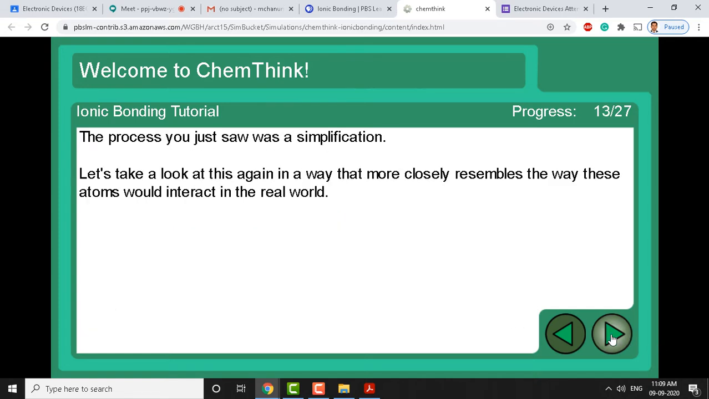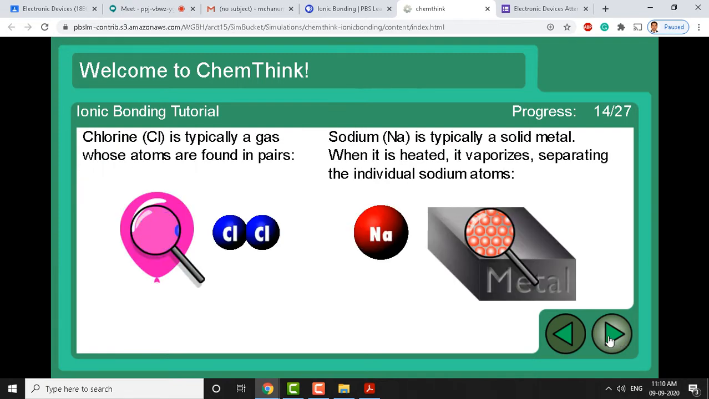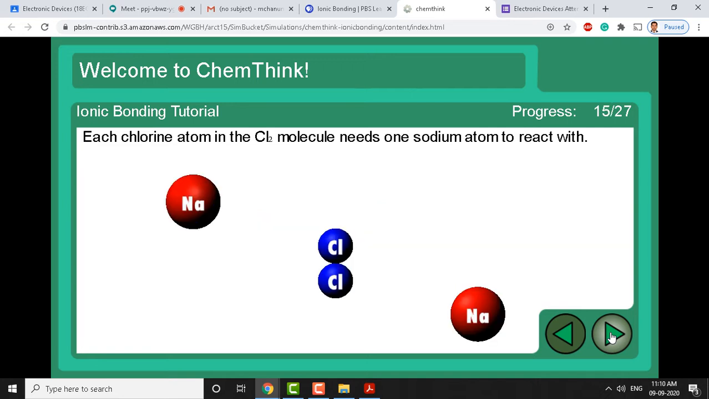The process you just saw was a simplification. Let's look at it again in a way that most closely resembles how the atoms would interact in the real world. In the real world, chlorine is typically a gas, and sodium is a solid metal. When you heat it up, it gets vaporized, and it reacts with the chlorine and forms ionic bonding. In this example, we have two sodium atoms and two chlorine atoms. Let us see how they react with each other.